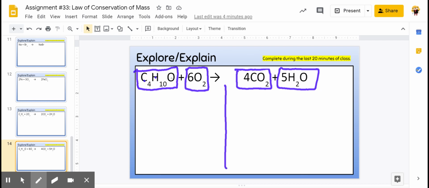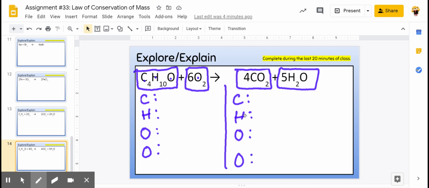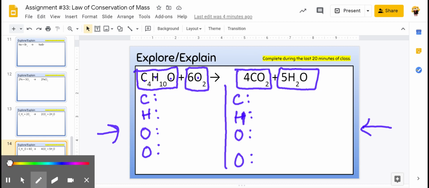So I have a C, an H, an O, and another O. C, H, O, O. On the other side, I have a C, an O, an H, and an O. And you can see that I like to write my elements in the same order on the right-hand side and the left-hand side. That way, when I'm comparing them both on the reactants and the products, I don't accidentally get mixed up. All right, so now let's go ahead and look at coefficients and subscripts.